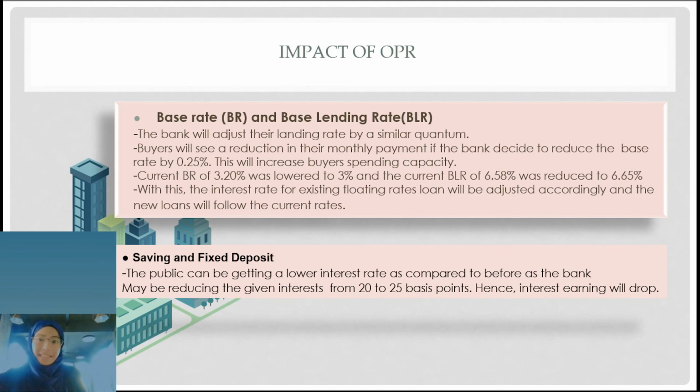The second impact is on savings and fixed deposits. The OPR cut is however not such good news for the public who have higher savings and fixed deposits. So the public will be getting a lower interest rate compared to before. Hence, the interest earnings will drop.